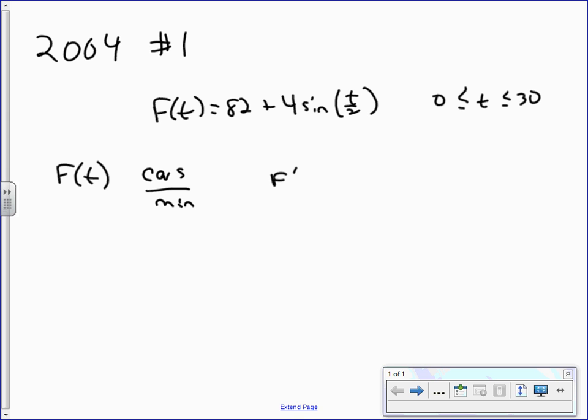So what would F prime of T be? If you took the derivative, what would you get? Cars per minute per minute. And if you took the antiderivative of F of T, what would you get? Cars. What this helps you do is, if they ask you how many cars, you better do an antiderivative. If they ask you for the rate of change of cars, you better do cars per minute per minute. This just helps get everything set.